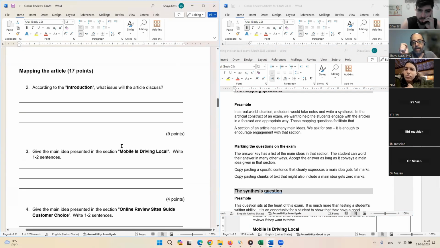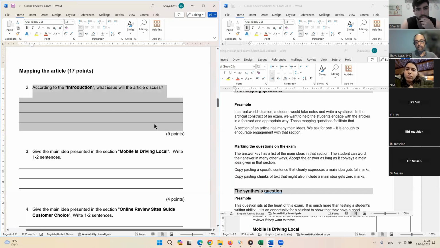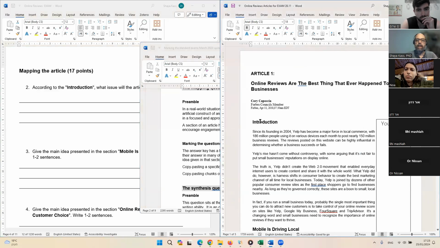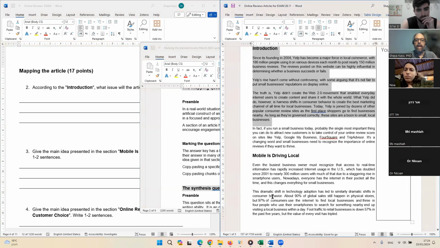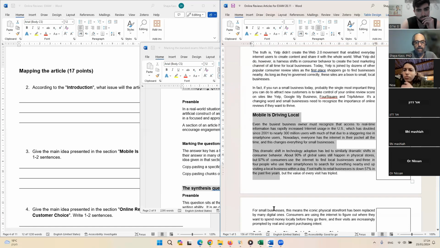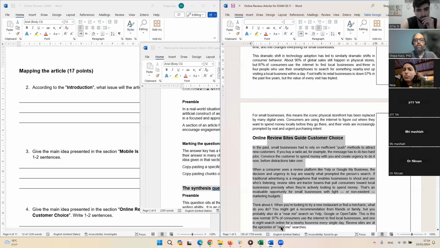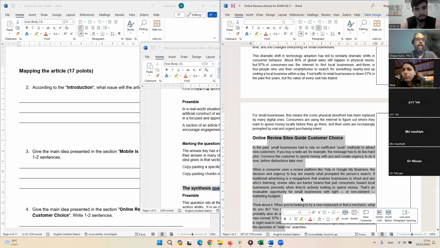Remember, I said you have to find the main idea of the article and the supporting ideas. So the second question is going to be, according to the introduction, what issue will the article discuss? This is the main idea of the article. And then, for example, here you have the introduction, and here you have different sections, prakim, of the article. Guess what all of these sections do? They support the main idea.